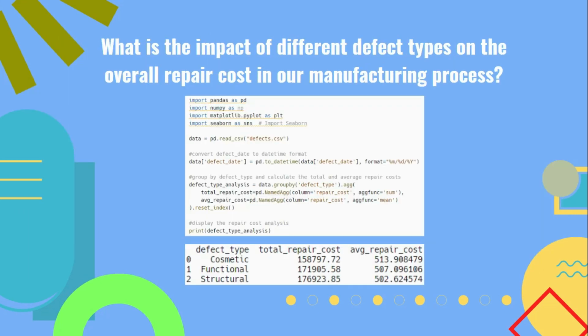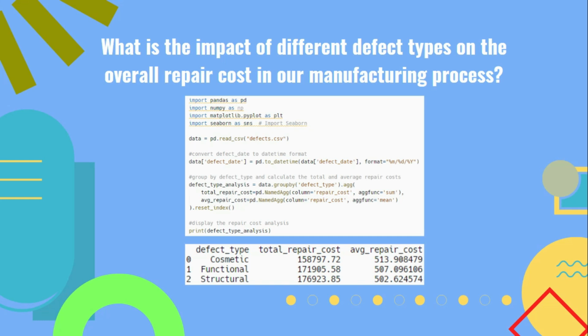And here I use Python, and this is what is the impact of different defect types on the overall repair cost in our manufacturing process. So you can see that there, based on the output, we see that there are three defect types: cosmetic, functional, and structural, and its total repair cost and its average repair cost. And let me go through each one. So for cosmetic it is 178,797, and these defects have the lowest total repair costs.